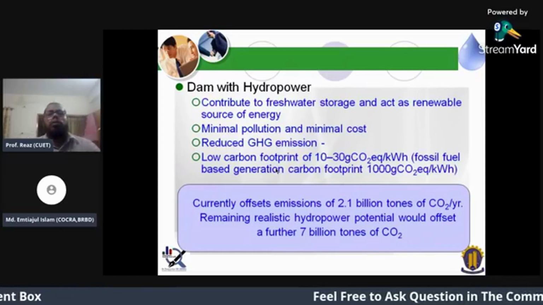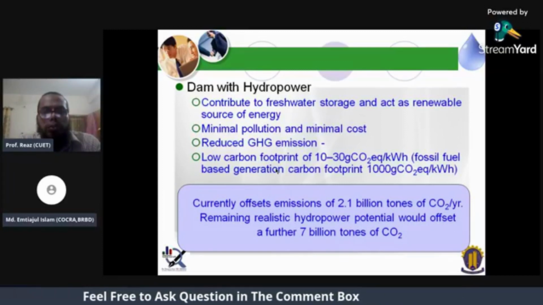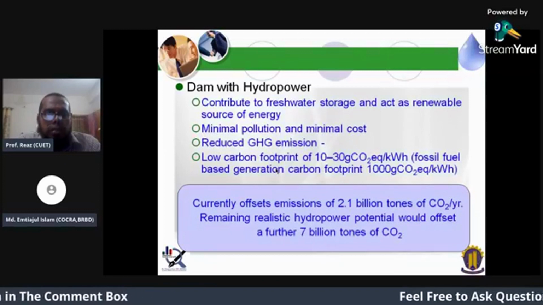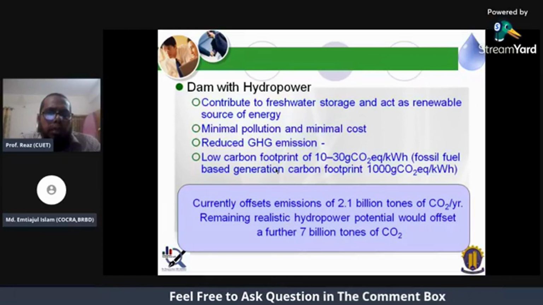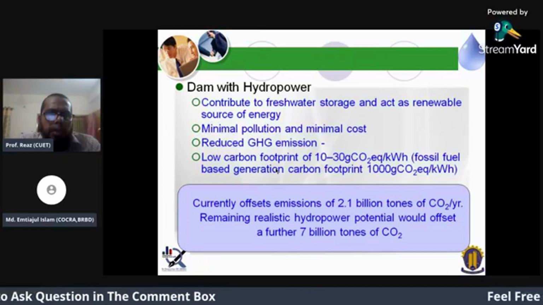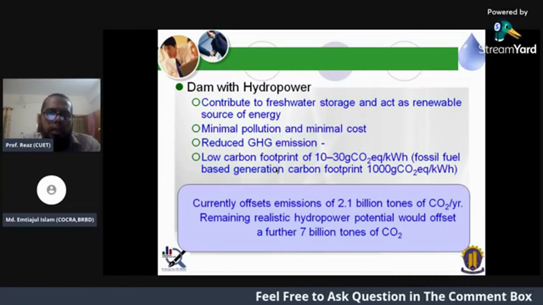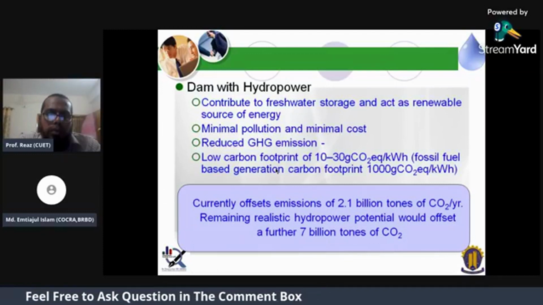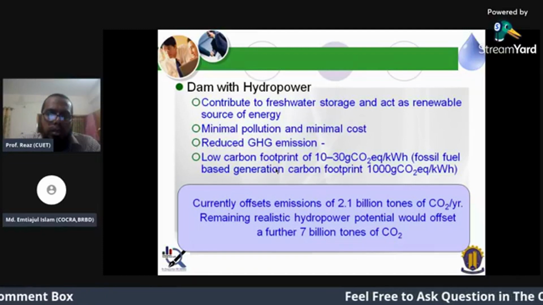Dams with hydropower contribute to freshwater storage and act as a renewable source of energy, and that is why many people advocate for hydropower. This is the green power source, with minimal pollution and minimal cost. It reduces greenhouse gas emission. Hydropower has a very low carbon footprint, only 10 to 30 grams of carbon dioxide equivalent per kilowatt hour, whereas the carbon footprint of fossil fuel based generation is 1000 grams of carbon dioxide equivalent per kilowatt hour.